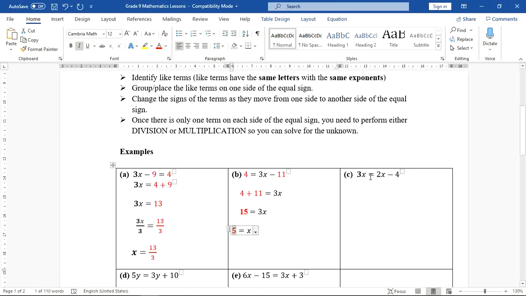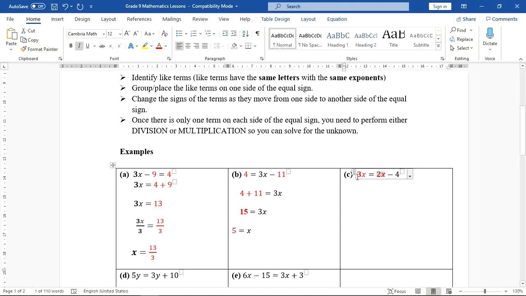Okay, let's go to part C. Part C, we have 3x is equal to 2x minus 4. These two terms, 3x and 2x, are like terms because they have the same letter and the same exponent.